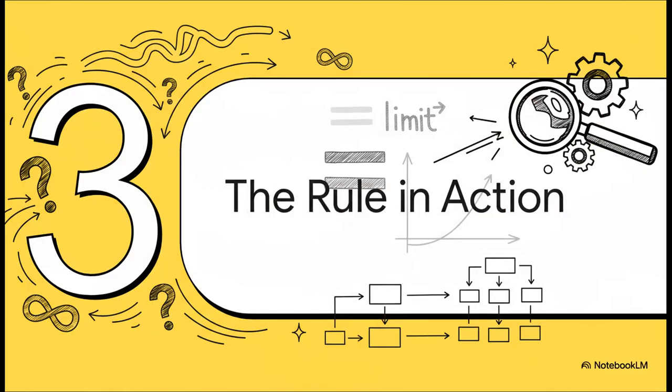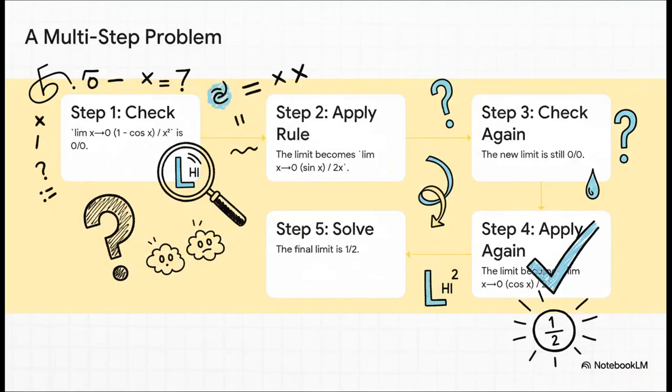Okay, theory's great, but let's see this thing in action, right? Okay, check this one out. We plug in 0, and sure enough, we get 0 over 0. Perfect. So let's apply the rule. Derivative of the top is sine of x, derivative of the bottom is 2x. Now we check that limit. And, what do you know, it's still 0 over 0. But that's totally fine. It's not a mistake. It just means we go again.